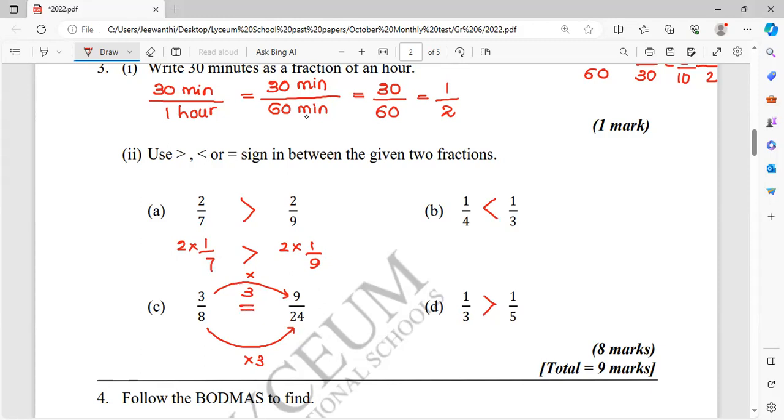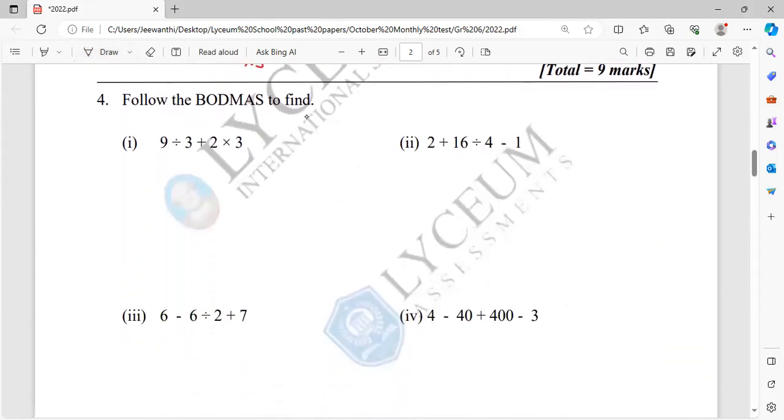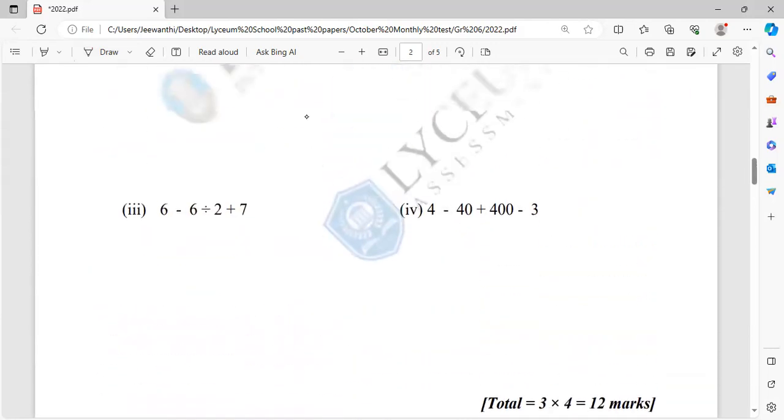Right? If you are dividing both the numerator and the denominator by the same number, still you will be getting an equivalent fraction. Or if you are multiplying both the numerator and the denominator by the same number, again you get the equivalent fraction. That means they are equal. Right? So then we will move to the next question. Question number 4.